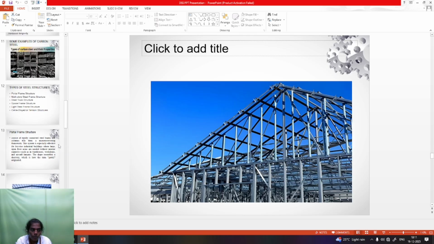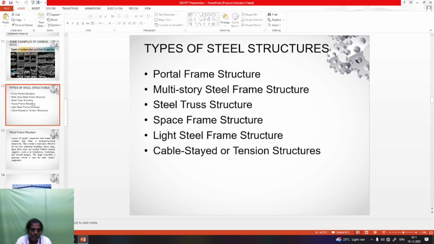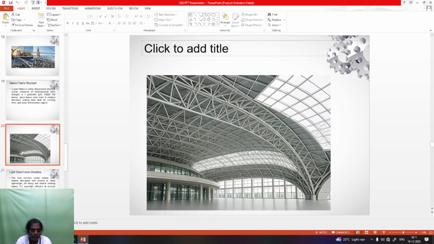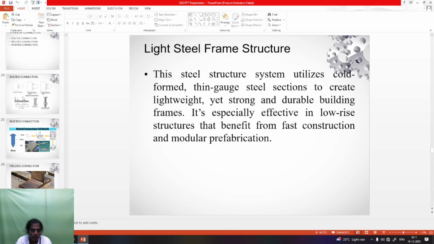So these are the types of steel structures. Structure means the formation of beams and columns connected together, giving one structure. So these are the types of structure normally used for steel members. Steel members are connected by connections. Connections have 3 types: bolted, riveted, and welded. So these are the types of steel structure.